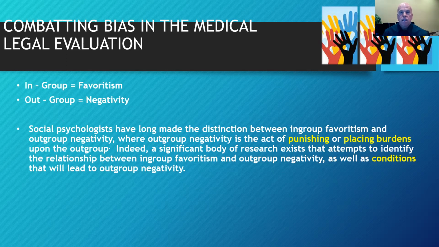This examinee is then going to be subject to your opinions and conclusions, generally toward the spectrum of punishing or placing burden on that examinee. And I'll share with you some examples of how this manifests in the work that we do. Indeed, a significant body of research exists that attempts to identify the relationship between in-group favoritism and out-group negativity, as well as the conditions that will lead to out-group negativity. And I'll share with you some ideas as to what some of those conditions may be, at least in the realm of the medical legal report.